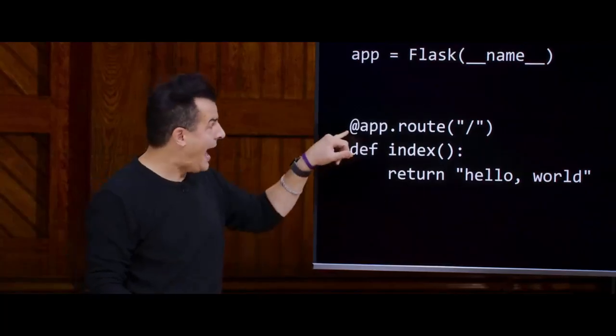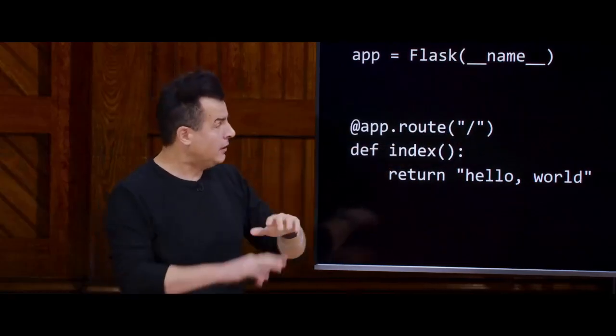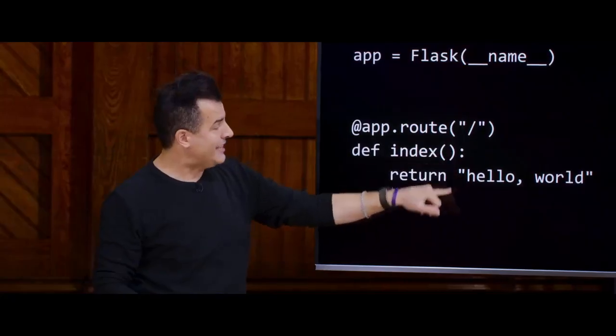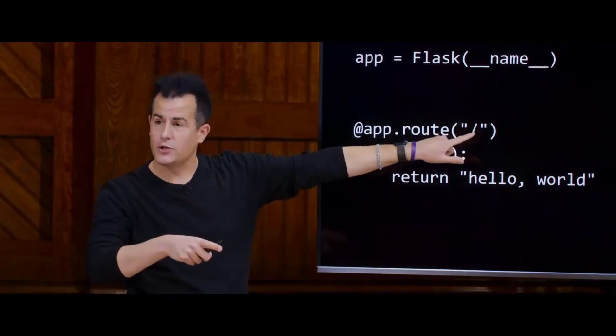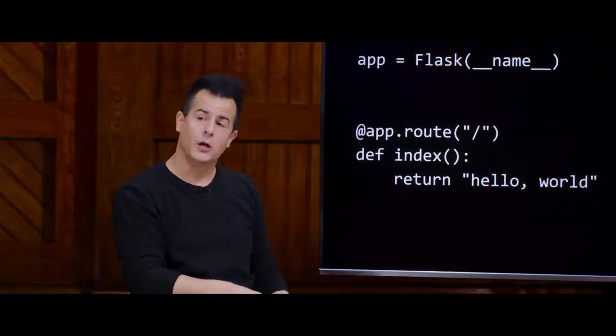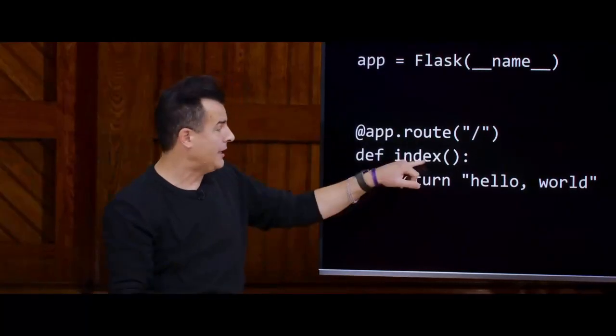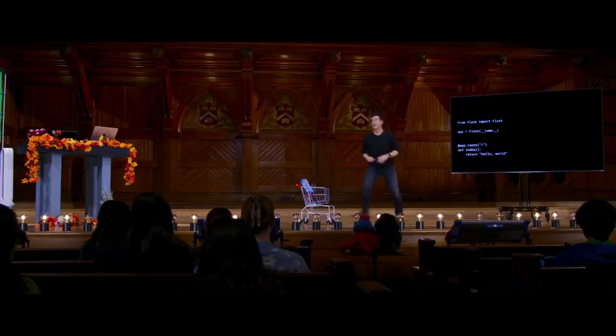So by saying app.route, quote unquote, slash, this is telling the Flask framework to associate this index function with this route, the single forward slash. And that's how we're going to take over the default behavior of the slash portion of the URL by telling it to return whatever this function returns. And we'll see this in action now.